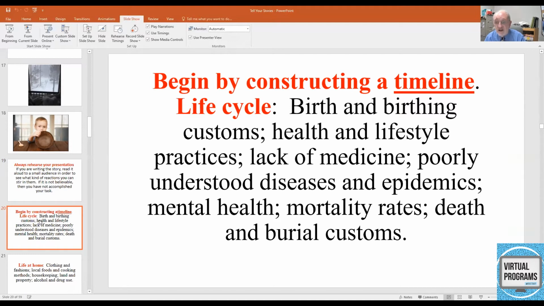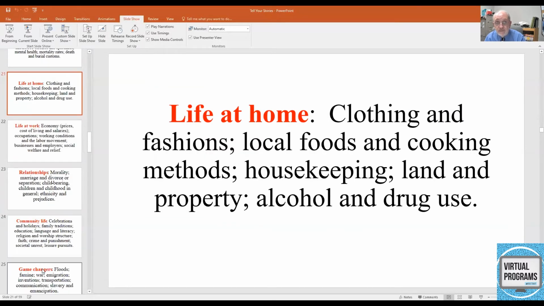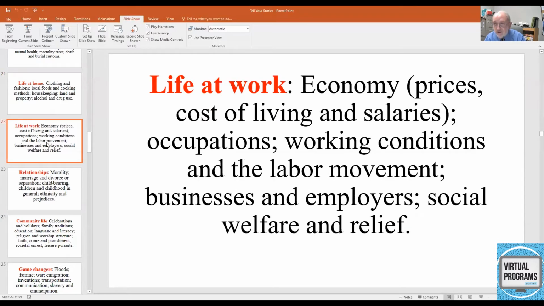The first thing we consider is life cycle: birth and birthing customs, health and lifestyle practices, lack of medicine, poorly understood diseases and epidemics, mental health, mortality rates, death and burial customs. Or life at home: clothing and fashions, local foods and cooking methods, housekeeping, land and property, or even alcohol and drug use or abuse. Life at work, economy: what were the prices, the cost of living and salaries, occupations, working conditions, and the labor movement, businesses and employers, social welfare and relief.